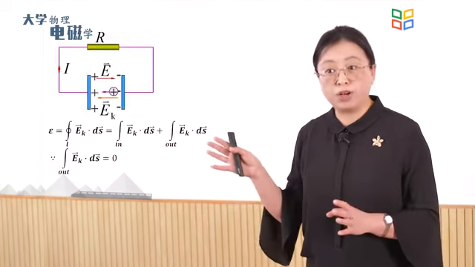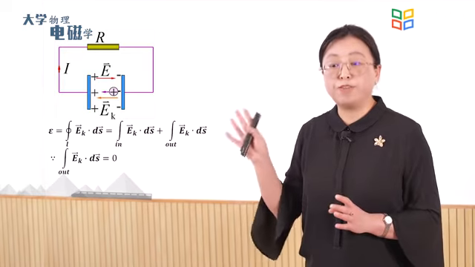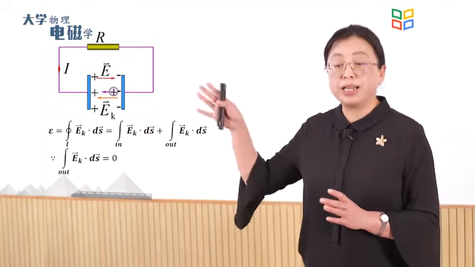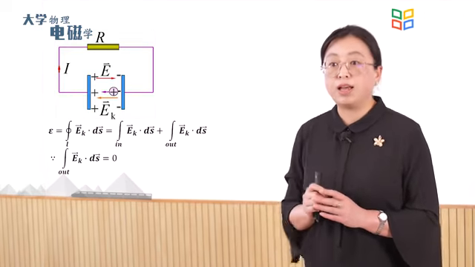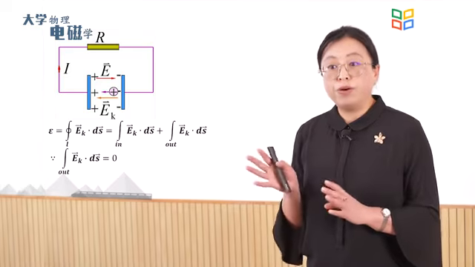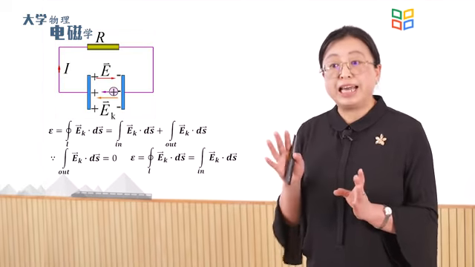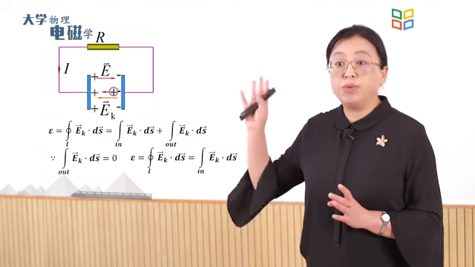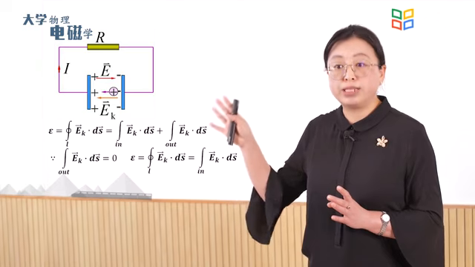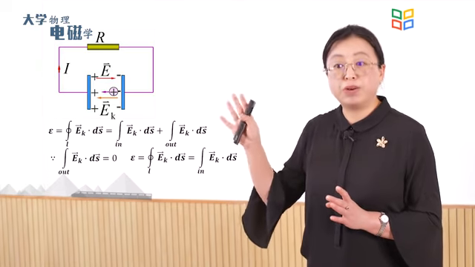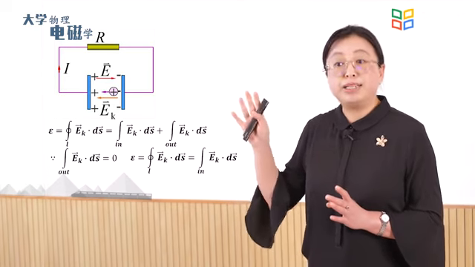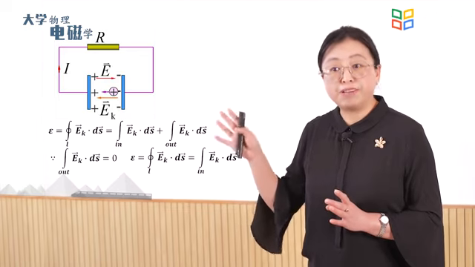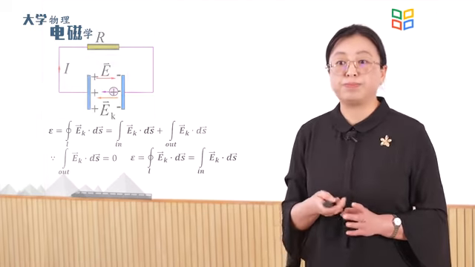Outside the power source, only electrostatic force exists. This term is equal to zero. Therefore, the value of EMF is equal to the work done by the non-electrostatic force on the unit positive charge from the negative pole to the positive pole of the power source.